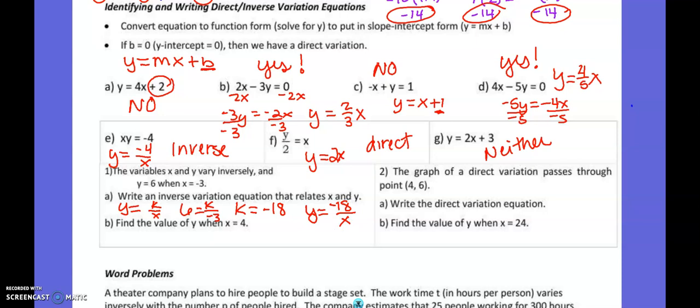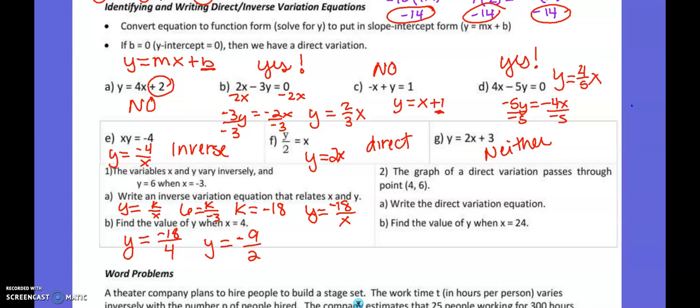Part B says find the value of y when x is 4. Okay, well I just go ahead and plug in my x value of 4 into the new equation that I found. And this one I'm going to simplify. That's negative 9/2.